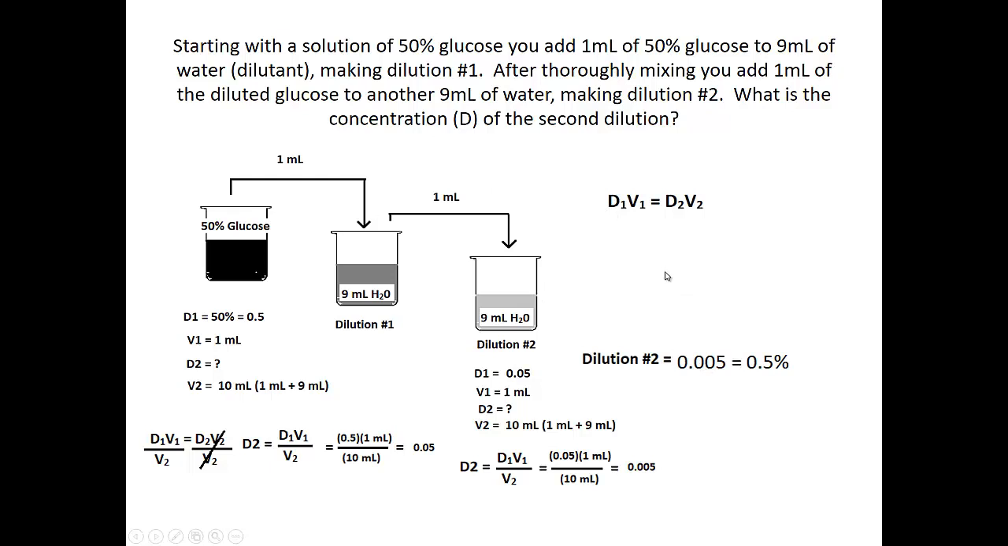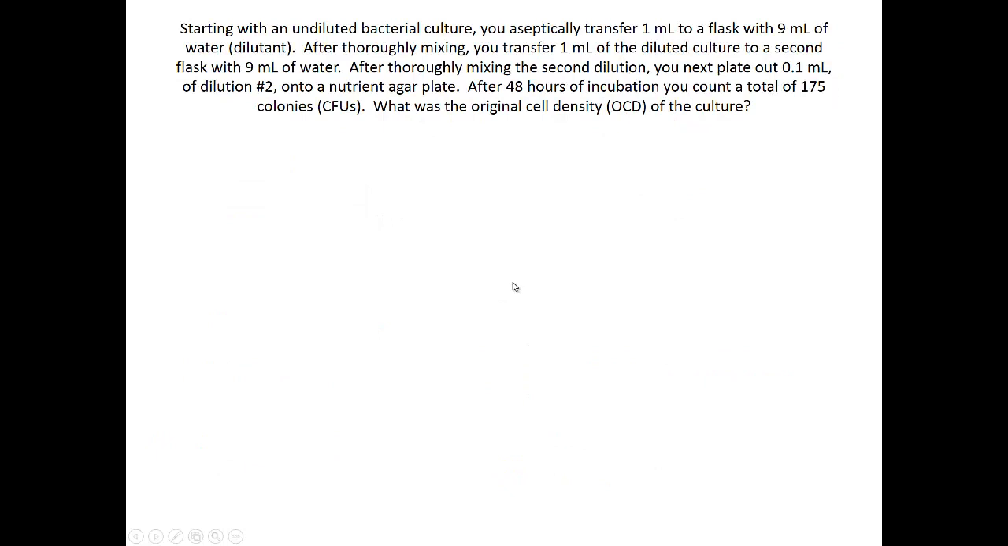All right, so stop and go back over that if you need to. Last problem here. Now what we're doing is taking a scenario where we're going to use the serial dilution and apply that to the original cell density that we did at the beginning. So let's read the question here. Starting with an undiluted bacterial culture, you aseptically transfer 1 ml to a flask with 9 mLs of water. I forgot to put the 9 mLs here, but that's going to have 9 mLs of water in it.